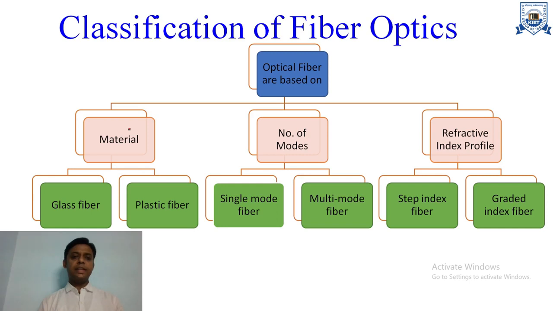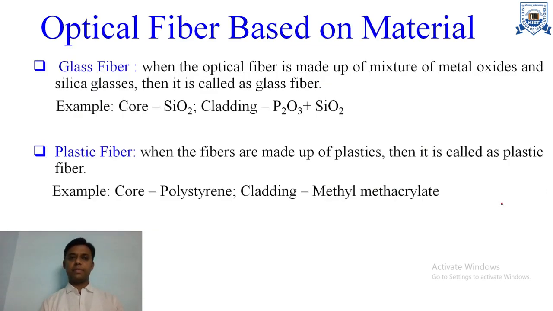As we can see clearly here, on the basis of material, it is divided into two categories: glass fibers and plastic fibers. Number of modes is also divided into two categories: single mode fiber and multi-mode fiber. Similarly, the refractive index profile category is divided into two parts: step index fiber and graded index fiber.